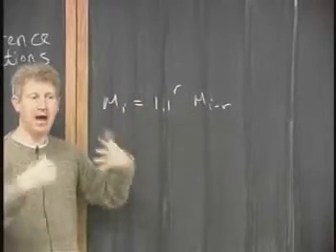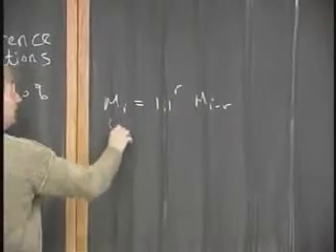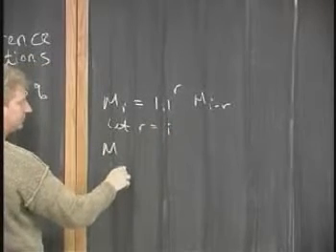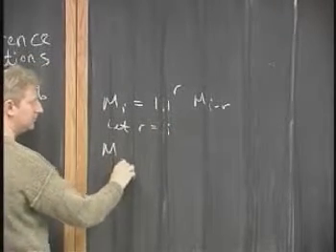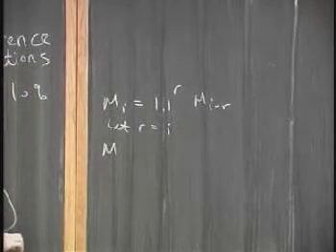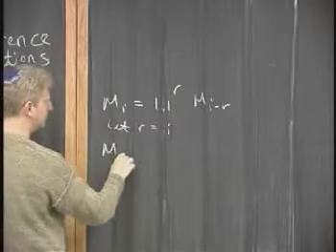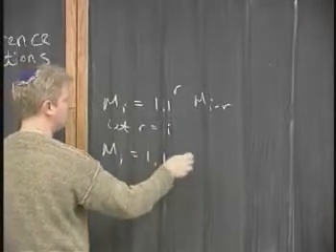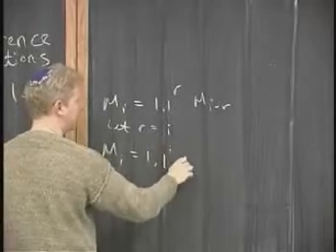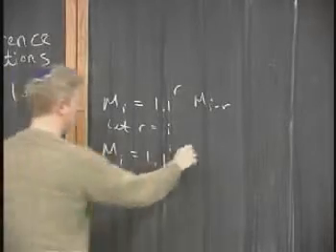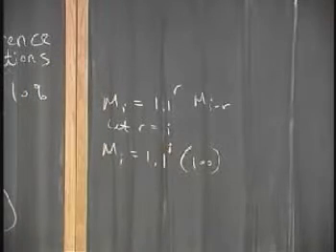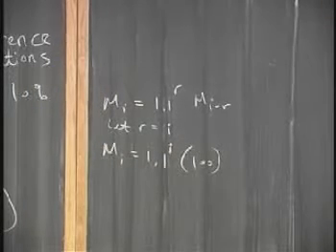So if I do it i times, let r equal i, then I get m of i equals 1.1 to the i times m0, which is 100. So there's a formula for how much money I have after the ith year.